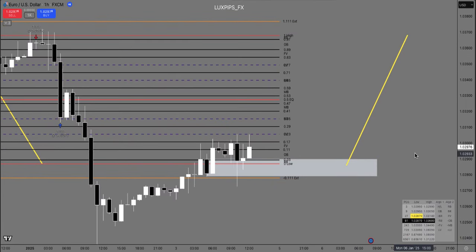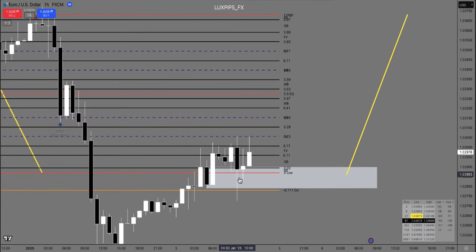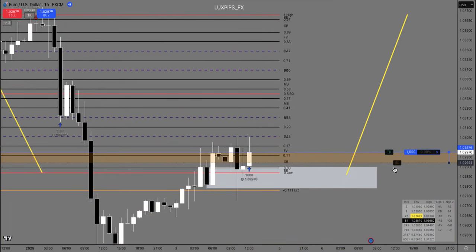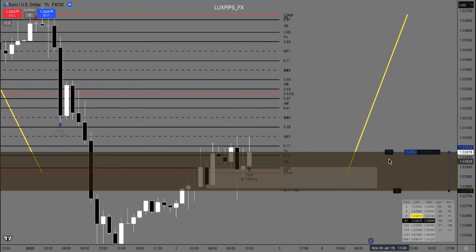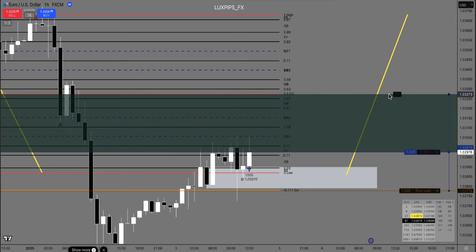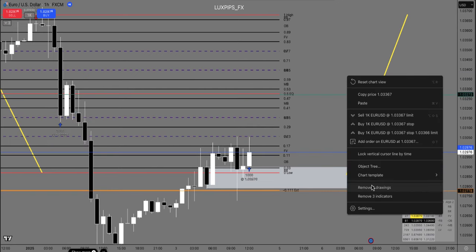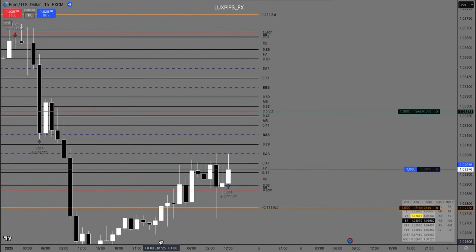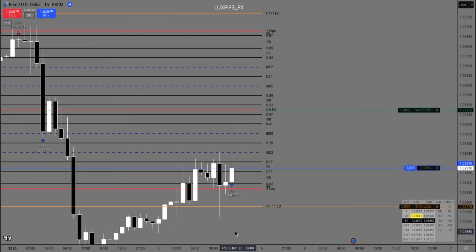Okay, this looks nice here too. This OB has been tested already. Looks like it's rejecting the OB. Looks like it's starting to form that little U shape. So I'll take a buy here. Put a stop loss at the extension. Put TP at the EQ. So let's get rid of all those lines real quick, and then see what happens.